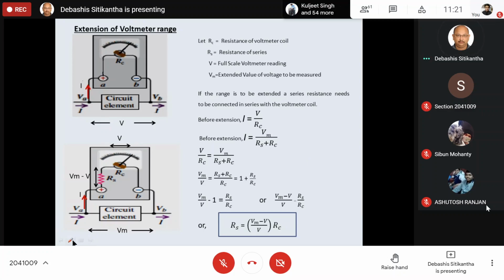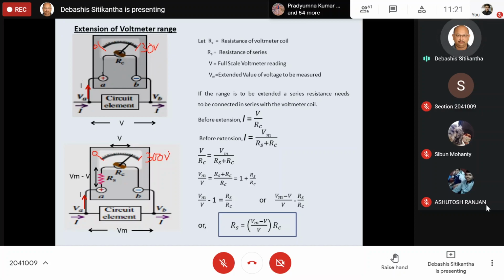For example, suppose I am having a voltmeter which is capable of measuring a voltage from 0 to 30 volt, let us say. Now suppose I want to extend the range of this voltmeter from 0 to 300 volt, then I have to do some sort of modification. So suppose this was the original voltmeter, the maximum full scale voltage reading is 30 volt, and now I want to increase the voltage range to 300 volt maximum. I can do it very easily. The only thing is that I have to do a little bit of modification in the voltmeter.